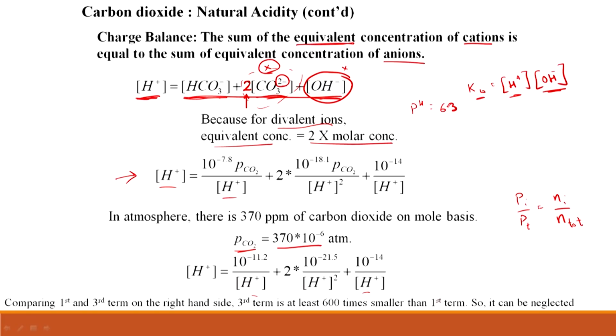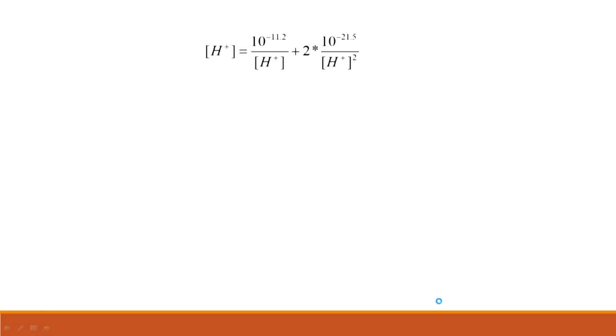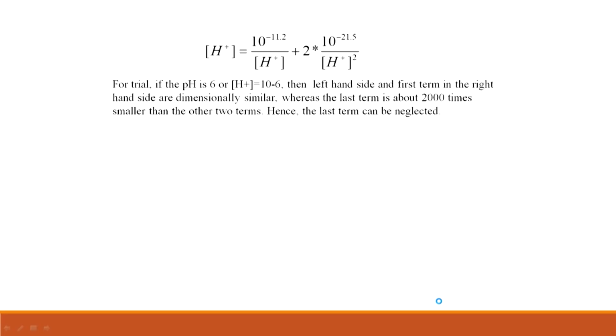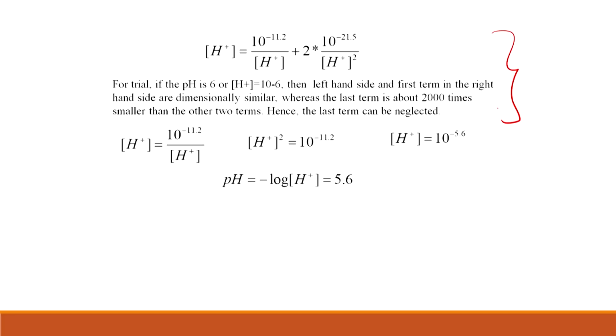Again, you can look at the terms in terms of algebra too, right. And moving on, we are just left with these terms and a quadratic equation. Again, this is pretty simple, so I am not going to go through this. So, the H plus that we end up with is 10 power minus 5.6. So, the pH is 5.6. That is something that we expected, as we reasoned.